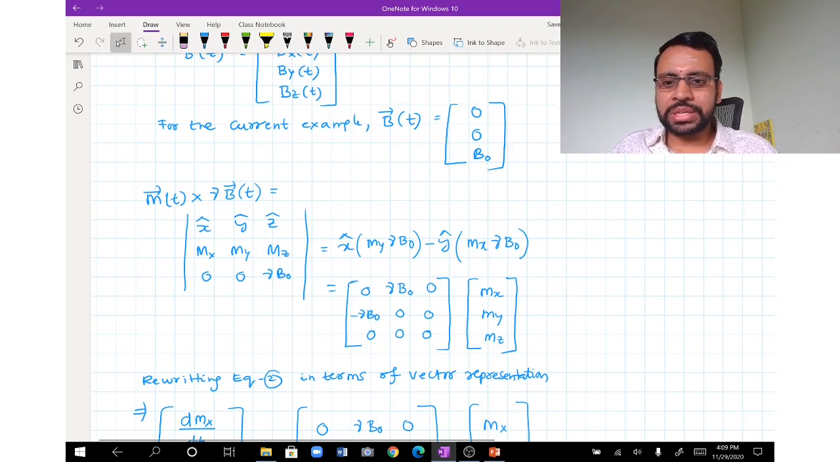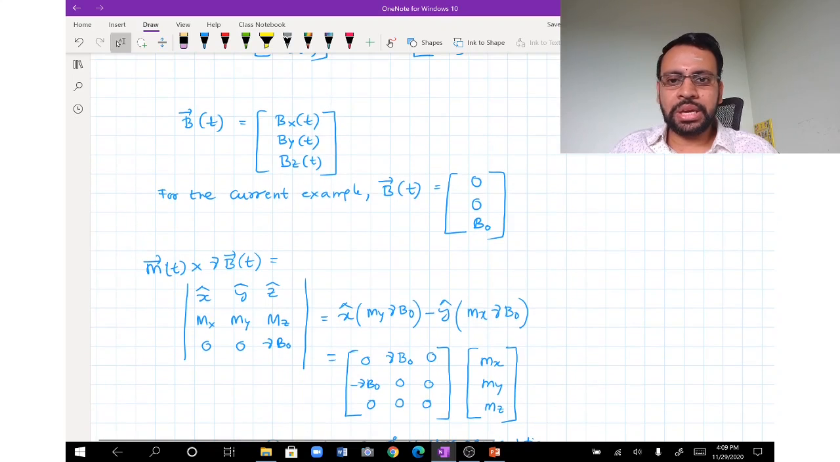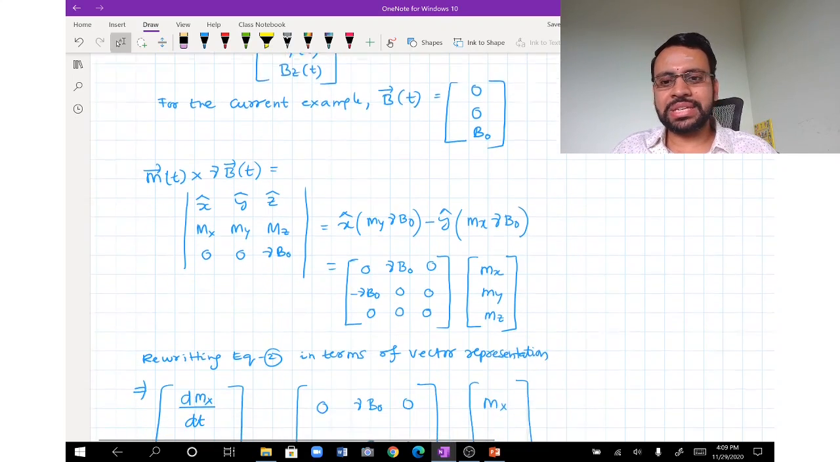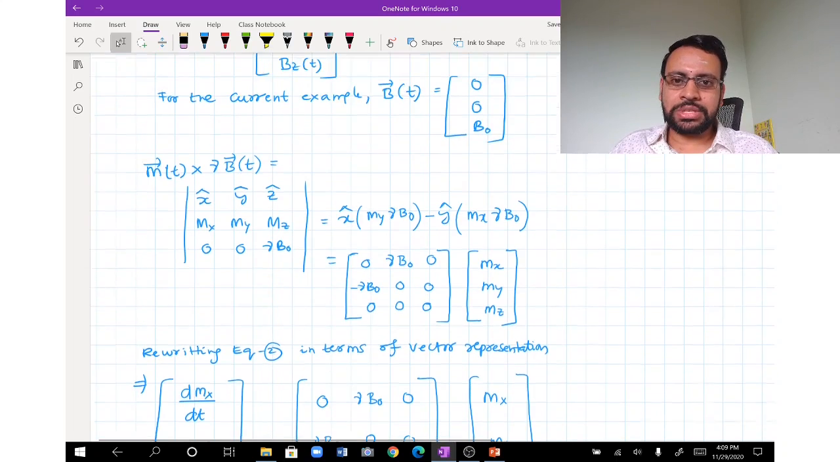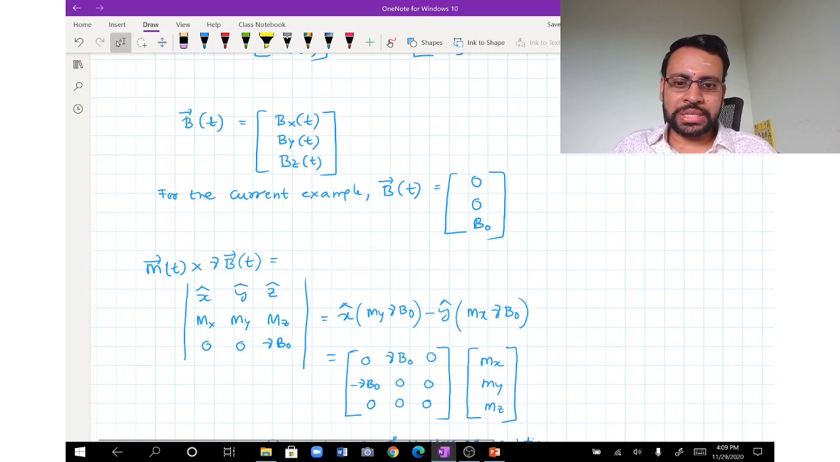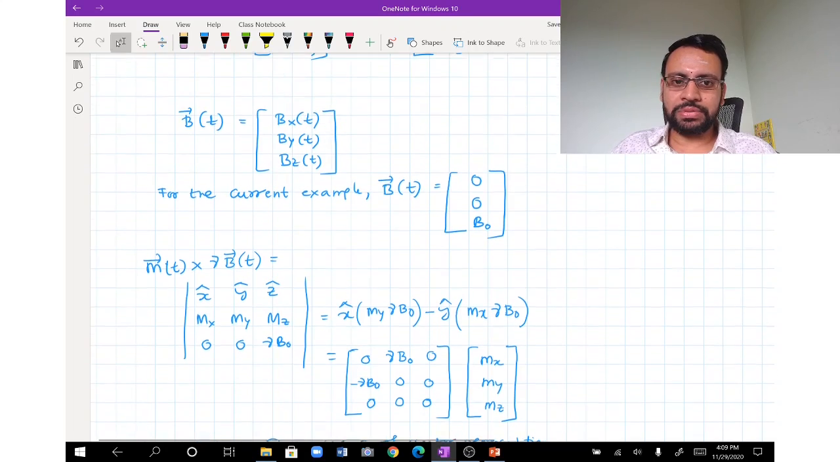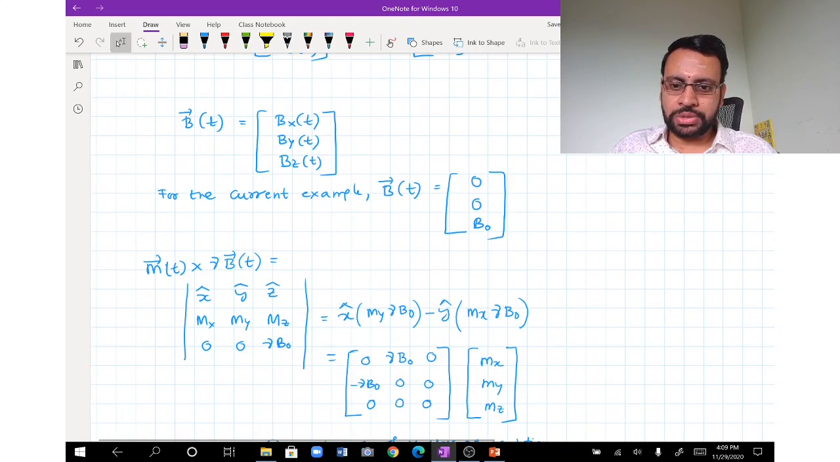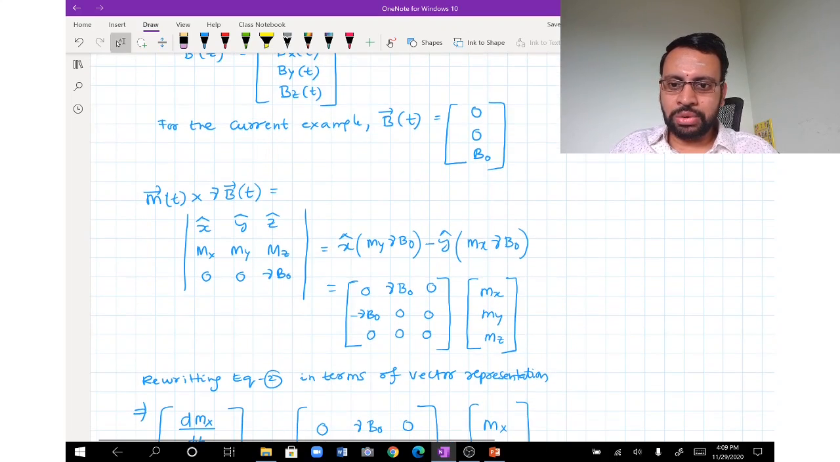So this is how it goes: x cap, y cap, z cap are the unit vectors in the x, y, z directions, then mx, my, mz, and this B bar has only B naught, so you multiply it with gamma: 0, 0, gamma times B naught. Now you ignore the first row and first column, and take the determinant of the rest. So my times gamma into B naught minus 0, right?